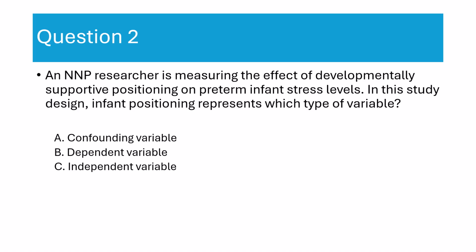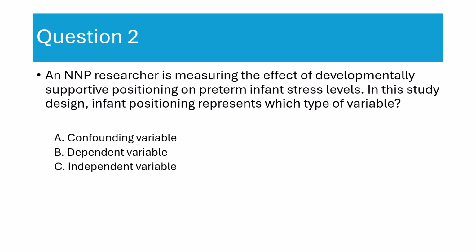Confounding variable. A confounding variable is one that influences both the independent and dependent variables, potentially leading to erroneous conclusions. Positioning is deliberately manipulated in this study, not an uncontrolled influence.